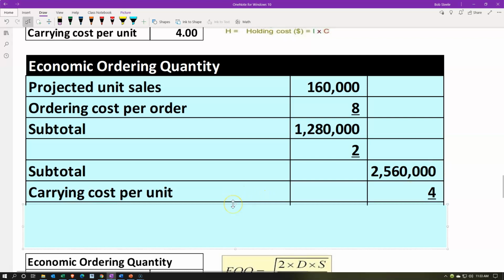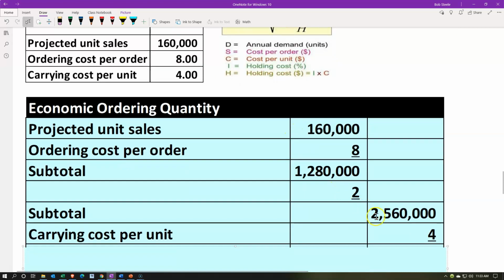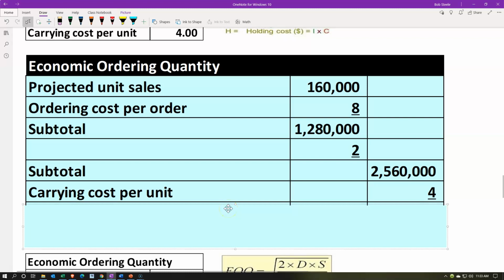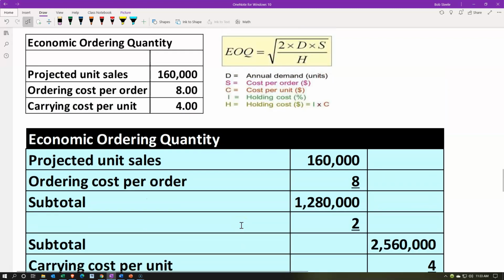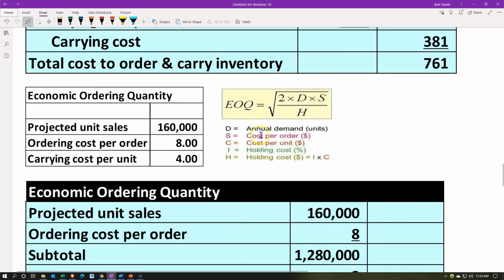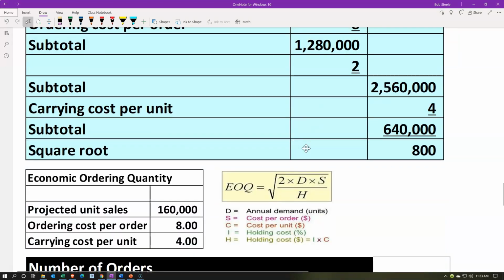Then we will take up the carrying cost per unit, which is H on the denominator. We'll put that right on the outside. That'll be 4. We're then going to take the 2,560,000 divided by the 4 to give us the subtotal of the 640,000. That's going to be our subtotal because we haven't taken yet the square root, which is the next step we'll do, taking the square root of the 640,000, giving us the 800. That's how many units we would order each time we make an order.